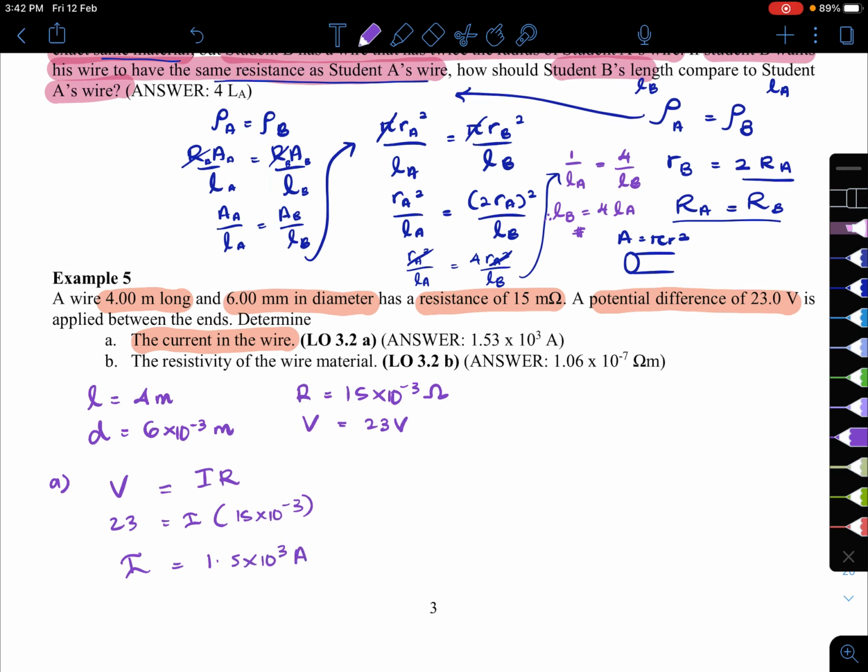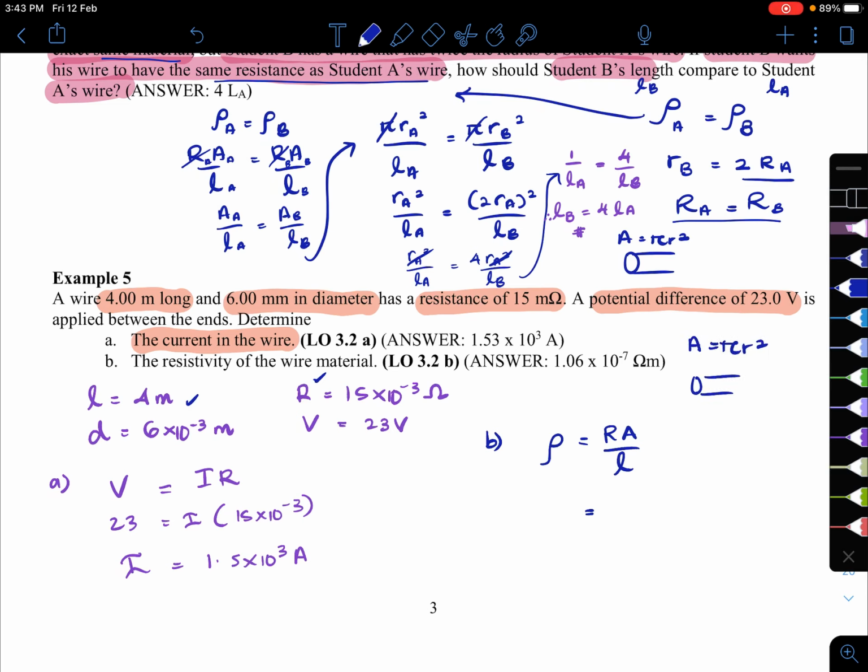Okay, let's try to do B pula. So dia nak the resistivity of the wire material. So formula for resistivity is resistance times area bagi dengan length. Okay. Kita ada R, kita ada length, but we don't have the area.